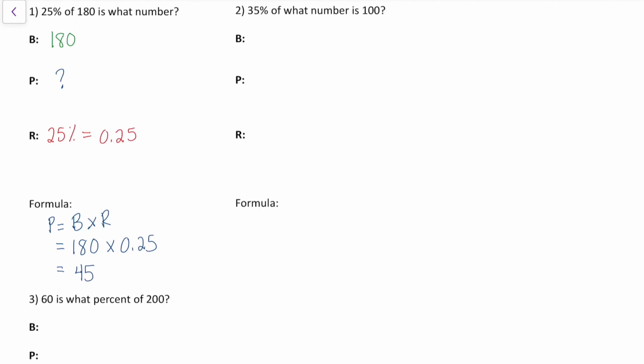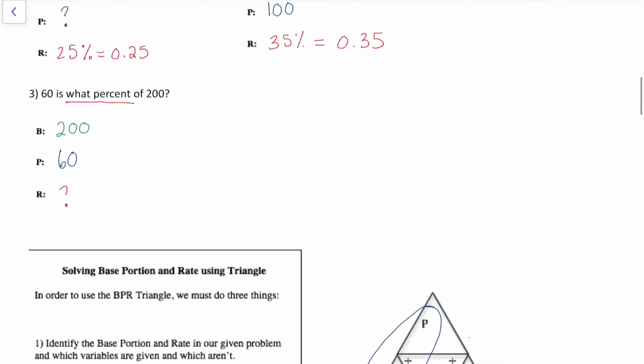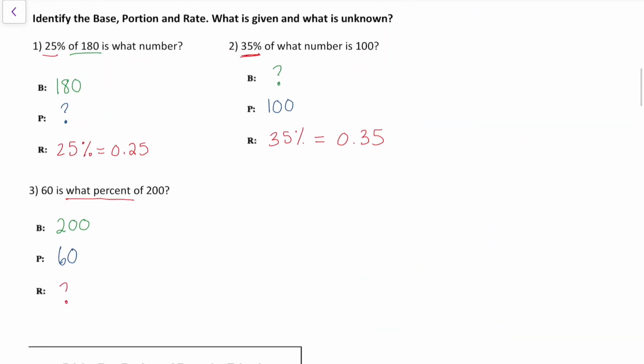Okay, so I want you to try out question 2 and 3. I'll put up the answers we had looked at last time of how we identified them. So if you can try solving these, pause the video, try solving them, and then start it up again when you're ready.